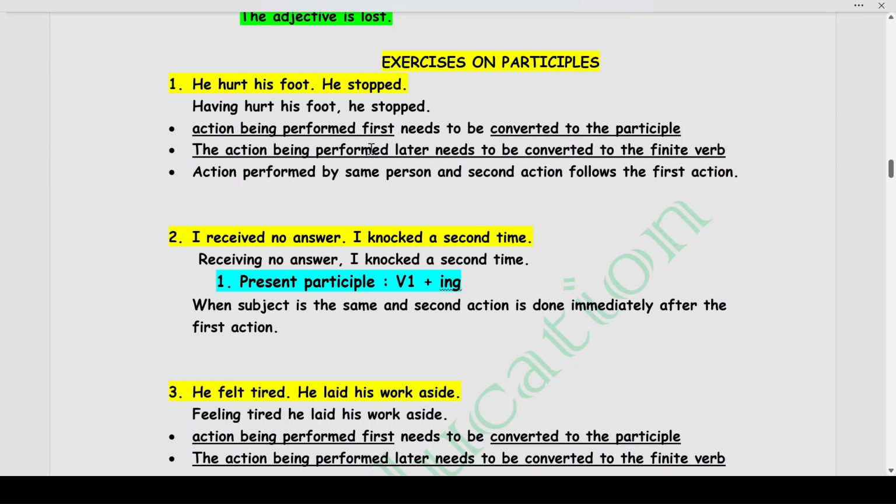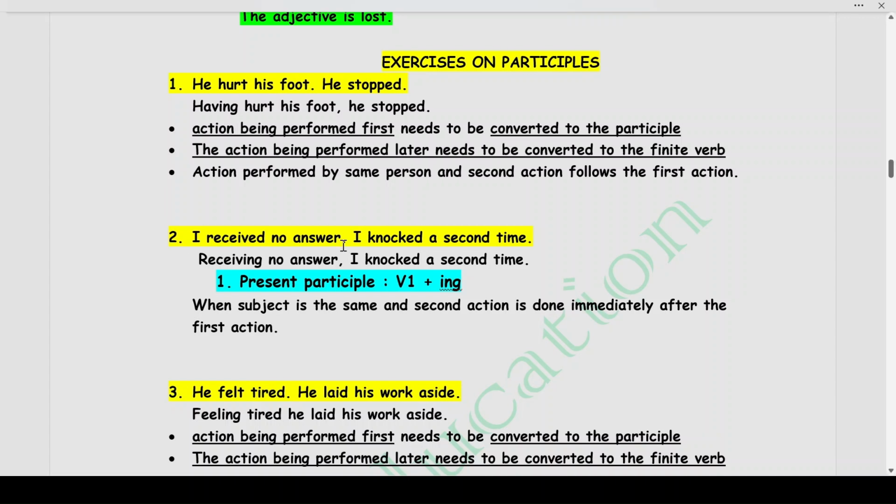So this is how you will analyze the sentence first. Check if the subject is the same. Yes. The second action follows the first action, as a result of which the second action is happening. So the next step of our participles is that the first sentence verb will be changed to the participle form and the second sentence verb will remain as the finite verb. Now let us do the second one.